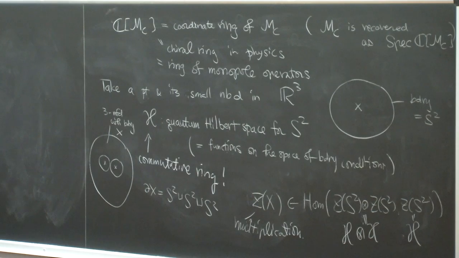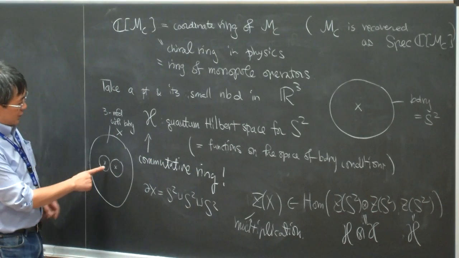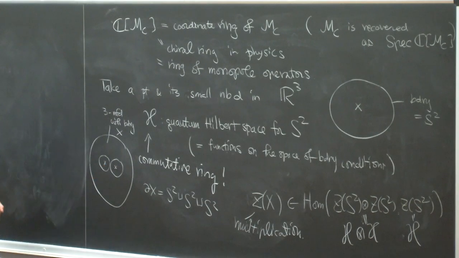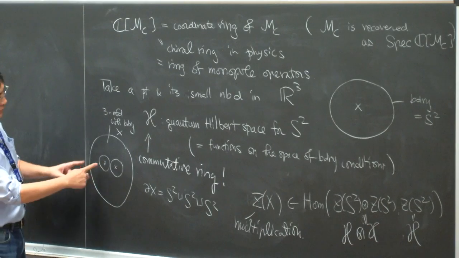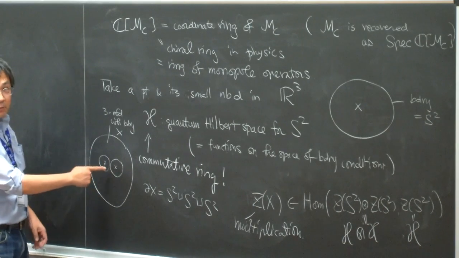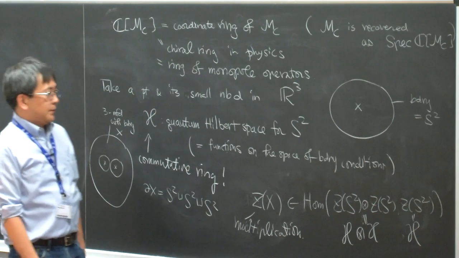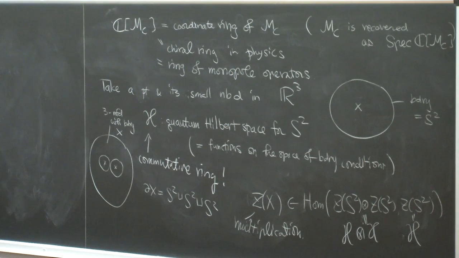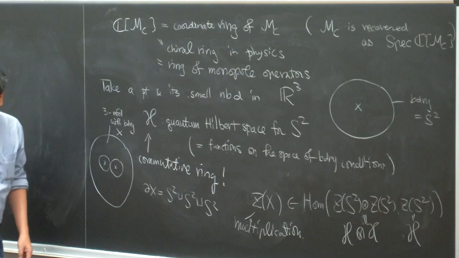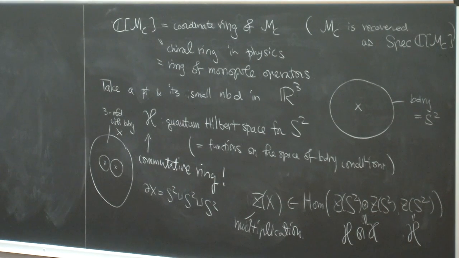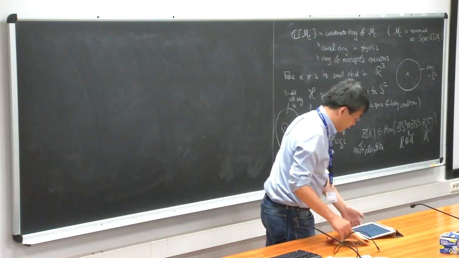And I hope it is clear that this is commutative. I write 2 points and take two surrounding spheres, but this is a three-dimensional picture. So there is no particular ordering between this point and that point. You can continuously change these 2 points, and this multiplication should be invariant under this kind of change. So it is commutative. And associativity is also clear if you consider the picture where you add one more point. So from this consideration, this H should be a commutative ring, and this is a chiral ring.